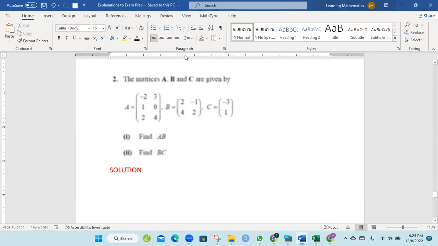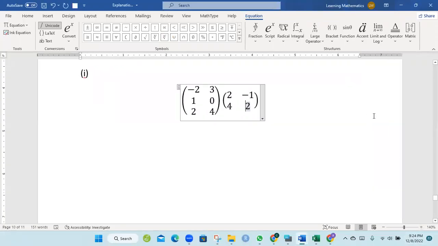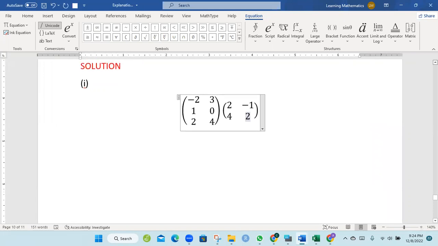So let's do this. When you multiply matrices, we have to multiply rows times columns. So the row of -2, 3, we have to multiply to the 2 columns. The row of 1, 0 to the 2 columns, the row of 2, 4 to the 2 columns.